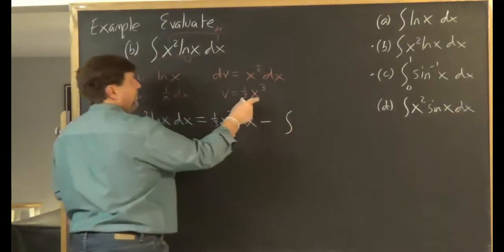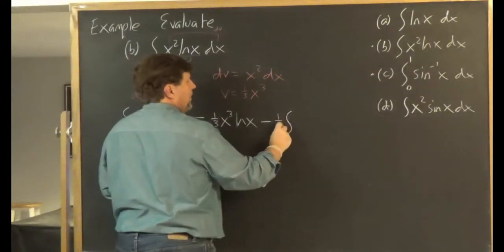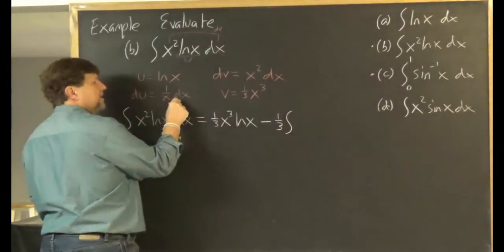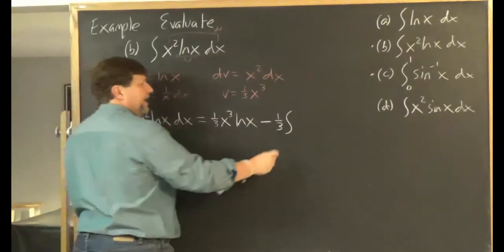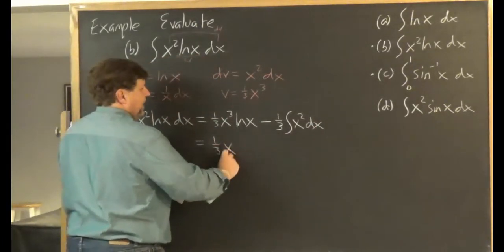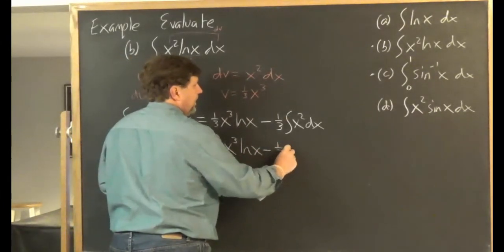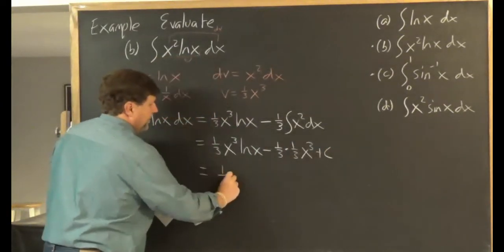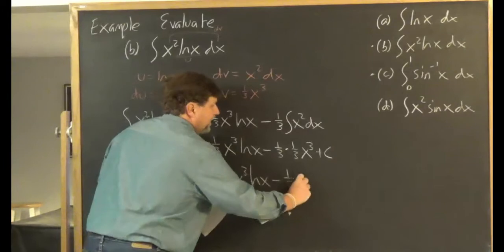Minus the integral of v du. Well, I'll take the 1/3 and rip it out front. So 1/3. So I'd have, what, x cubed times 1 over x dx. And well, x cubed times 1 over x, that would simplify to just x squared. So I get 1/3 x cubed ln x minus 1/3 times 1/3 x cubed. Or I would probably have my final answer as, you know, minus 1/9.